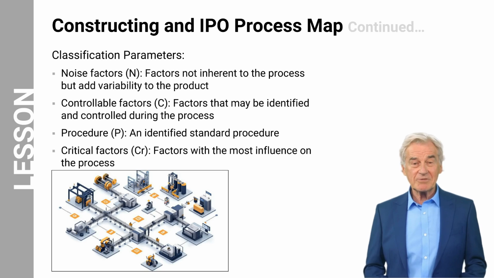The 4 categories for classifying parameters are listed here: noise factors, controllable factors, procedures, and critical factors. Noise factors, N, are variables that are not part of the process itself but may introduce variability affecting the consistency or quality of the output. Controllable factors, C, are aspects that can be actively managed or adjusted during the process. Procedures, P, are standardized methods or protocols that guide specific steps. Critical factors, CR, are the most influential parameters that have a significant impact on the success of the process.